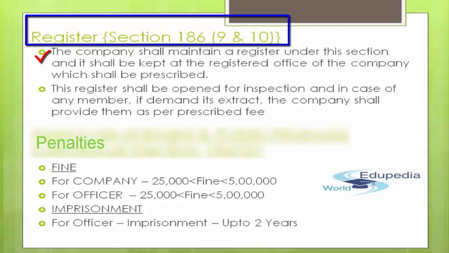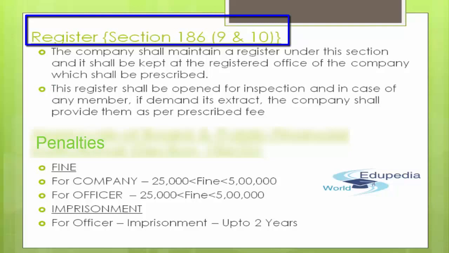And this particular register shall be kept at the registered office of the company, as prescribed, at the website of NSE or BSE or moneycontrol.com, wherever the registered office is being maintained by the company. Next, this register shall be opened for inspection, and in case any member demands its extract, then the company shall provide it as per the prescribed fee. So they cannot refuse it, but they can charge a prescribed fee, so that it is feasible for the company to provide the document for inspection.